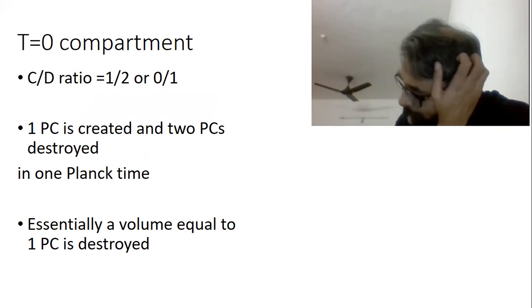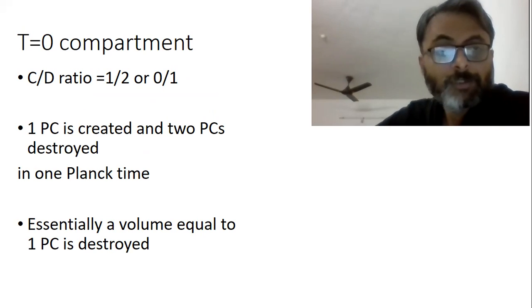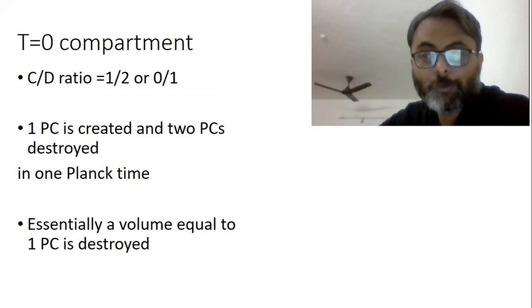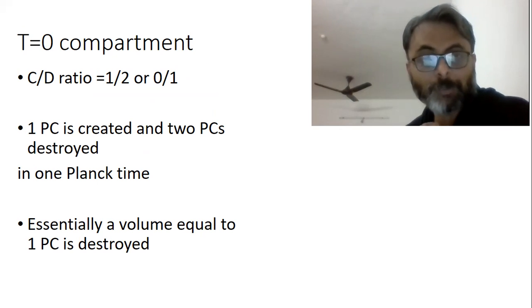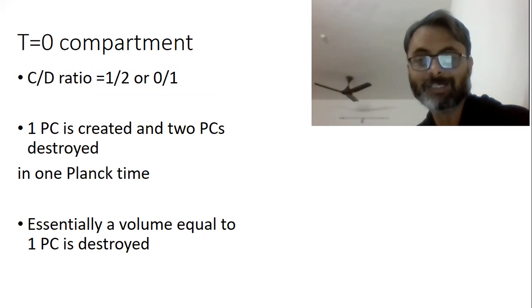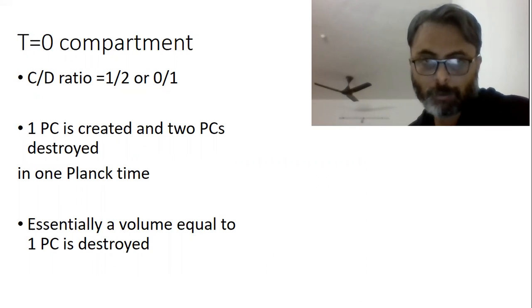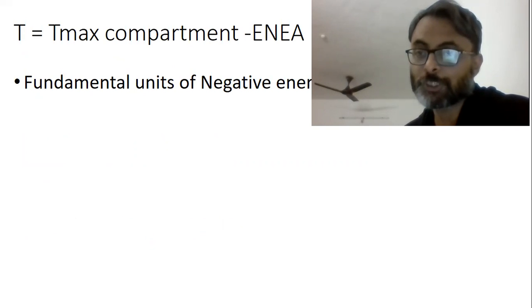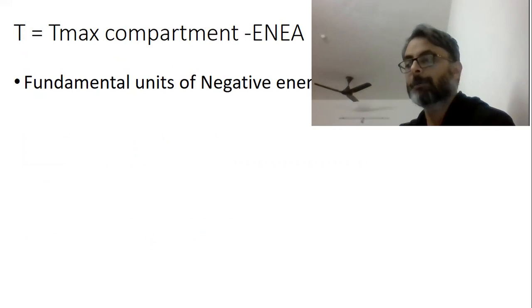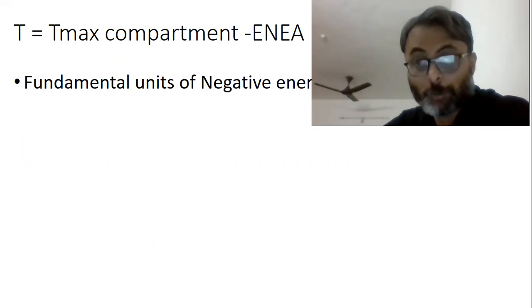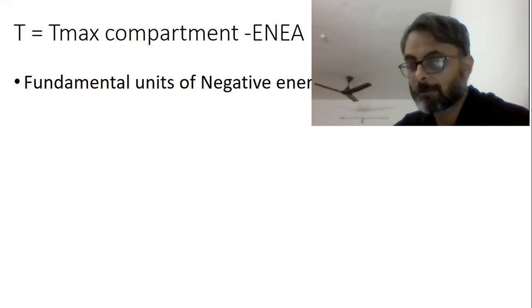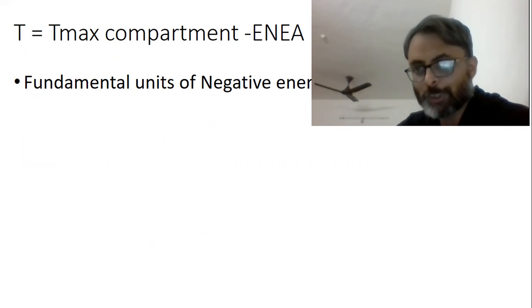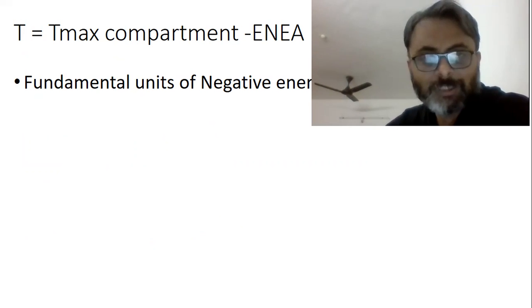So the very basic thing is the T is equal to 0 compartment. There is one Planck compartment where every Planck time there is a loss of one Planck compartment. A volume equal to one Planck compartment is destroyed. That's called a T is equal to 0 compartment. Why is it like that? Because local time, not the universal time, has become 0. So there is a very basic unit of positive energy in DGR.